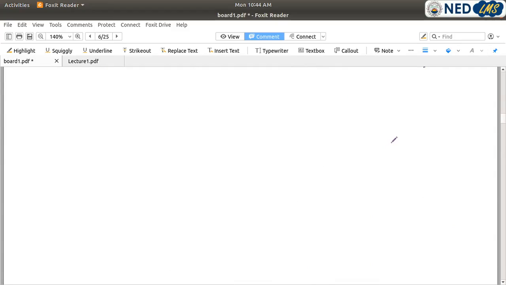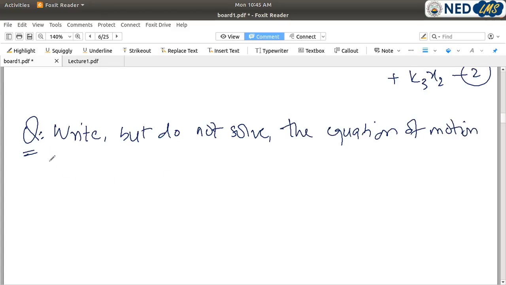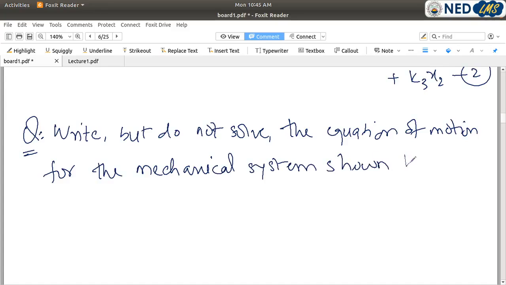Now let's consider a system with 3 degrees of freedom. Question is, do not solve, write the equation of motion for the mechanical system shown below.